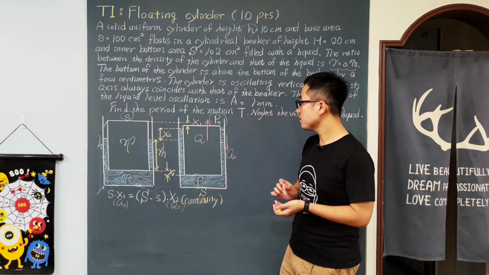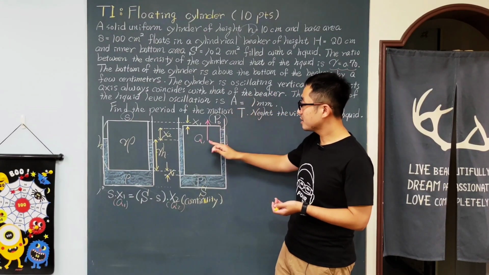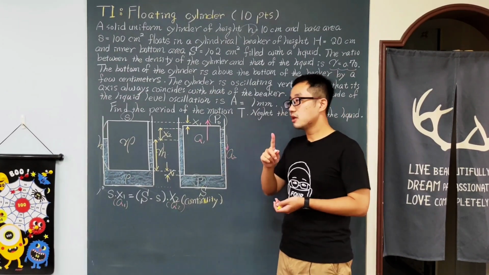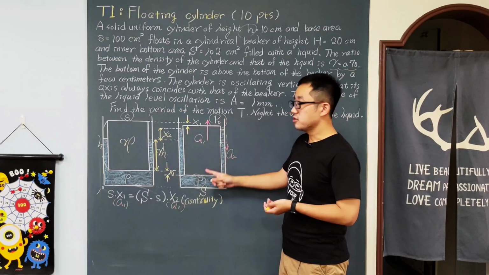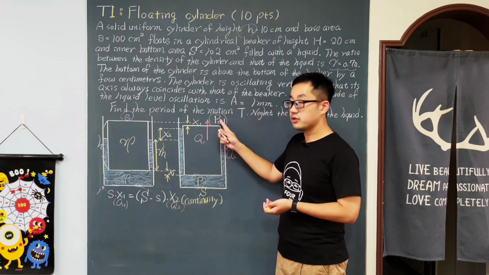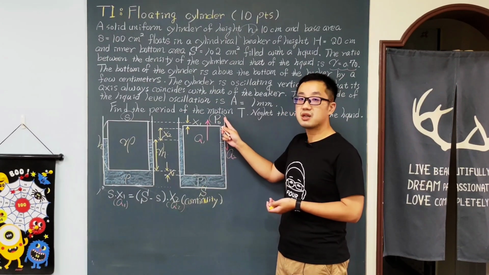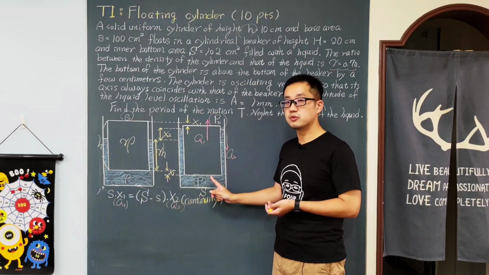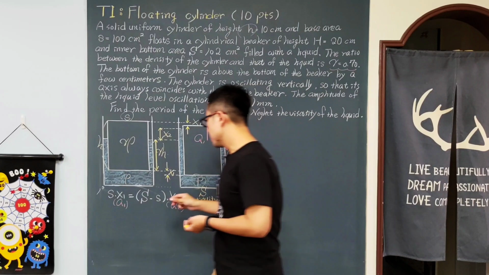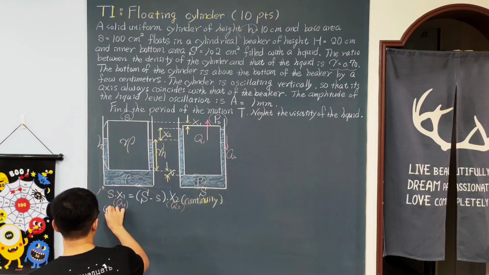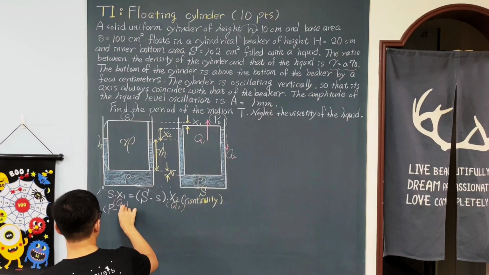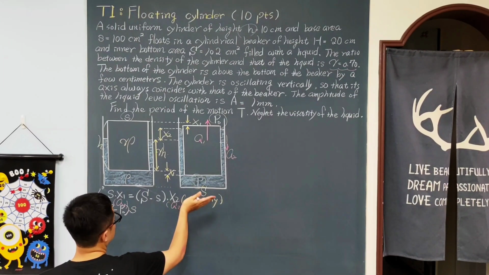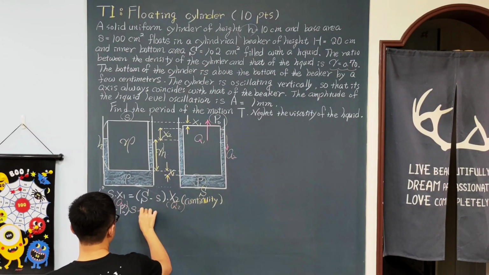So I'm going to analyze all the forces acting on my cylinder. First is the force generated by the pressure difference. Let's say the pressure on the top is P naught and the pressure down below is P. The pressure difference points upwards. That is P minus P naught, times the cross-section area. That will be part of the restoring force, minus the gravity.